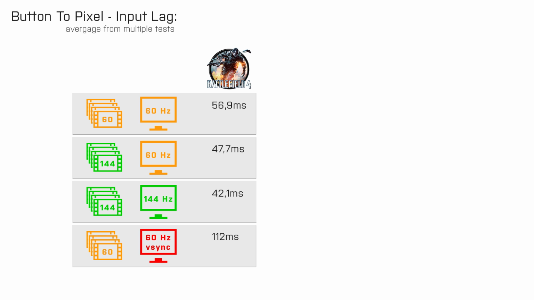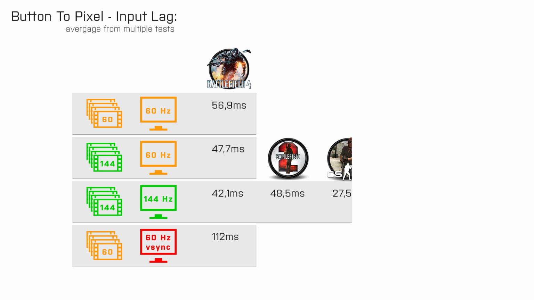Now, how good or bad is the input lag in Battlefield 4 compared to other games, at a refresh rate of 144 Hz and 144 frames per second? Battlefield 3 has an input lag of 48.5 milliseconds. In Counter-Strike: Global Offensive it's 27.5 milliseconds, and in GTA 5 it's 50.6 milliseconds when you are in first person mode. So Counter-Strike sets the bar quite high, or maybe low in this case.